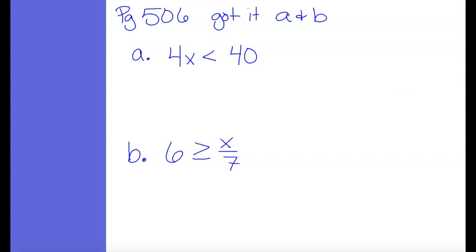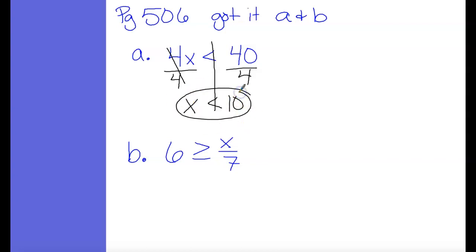So, first one, I got an A. We're going to draw our line like we have been. Since 4 and x are multiplied, the opposite operation is division, so I divide by the number that's with the variable. What you do to one side, you always do to the other. This gives me x is less than 40 divided by 4 is 10. That's my answer. Okay, on B, I have 6 is greater than or equal to x divided by 7.